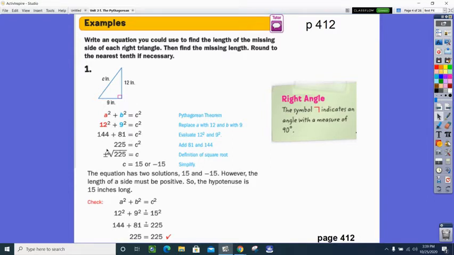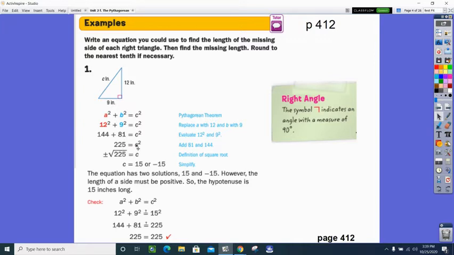And this is the way your work should be shown, okay? So you should show the substitution and then square the 12, write it down, square the 9, write it down, and then put equals and still put c squared here. Now you're going to add 144 plus 81, that's 225. That equals the hypotenuse squared.